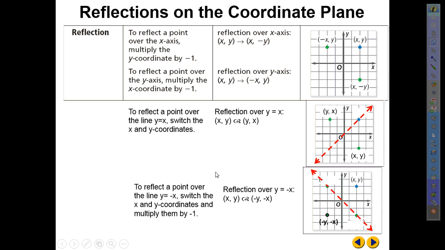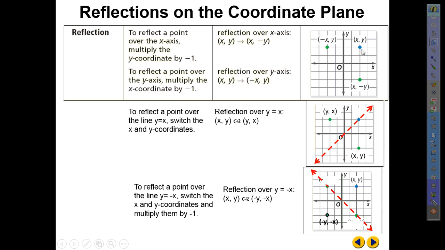Now, just like with translations, we talk about reflections on the coordinate plane. So we know that there has to be a rule for us to use with our points. With translations, we just had to add or subtract to the x and y coordinate, depending on which direction we wanted to move. When you do reflections on the coordinate plane, it depends on what line you're reflecting it over. So we have a couple of different rules that we're going to have to memorize.